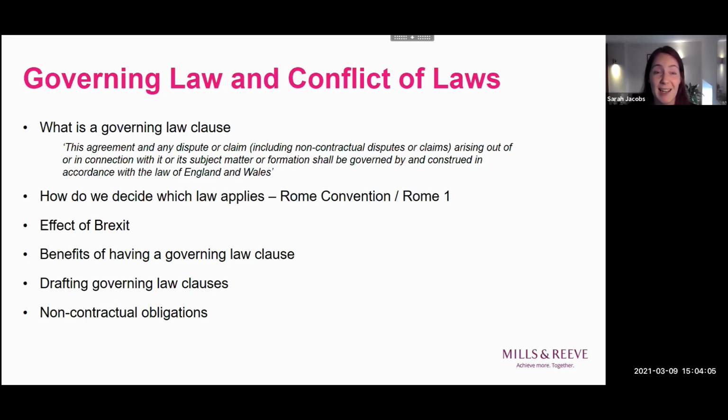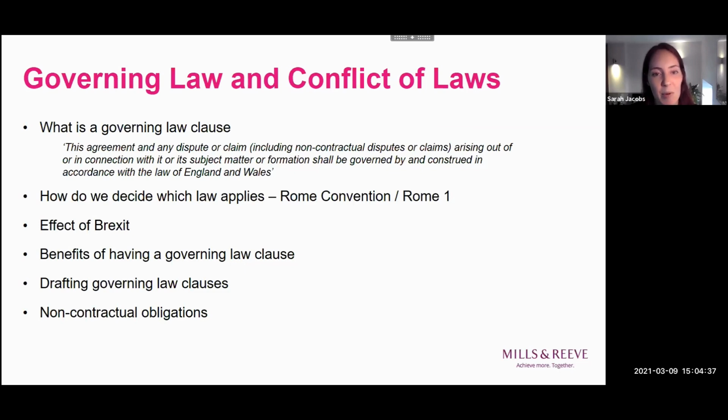I don't know a huge amount about Chinese law myself, but you can imagine that there would be quite different outcomes depending on which law applies. So it can be quite important. This issue is called the conflict of laws. How do parties deal with it? Well, they include a specific clause in their contracts, which is called a governing law clause. So that's what we're talking about when we're talking about a governing law clause.